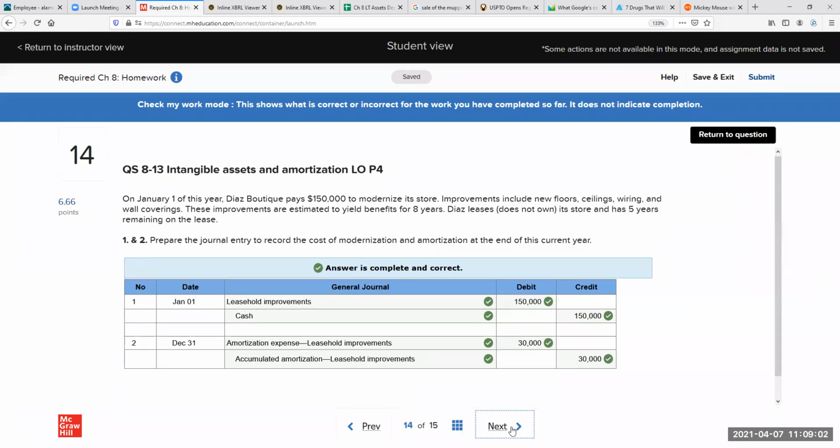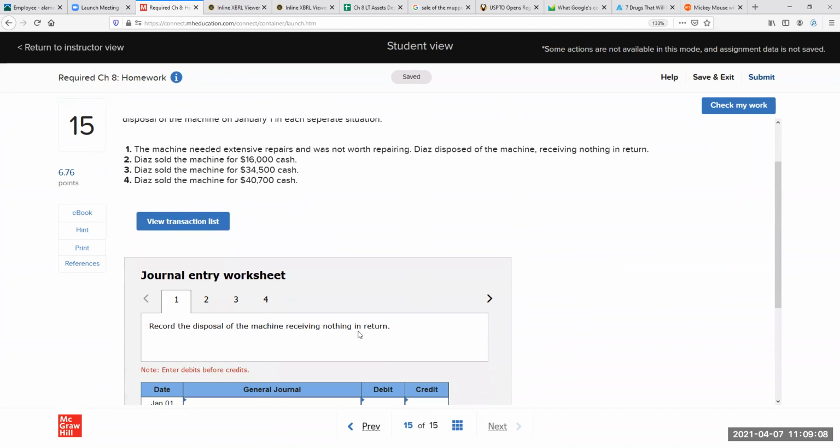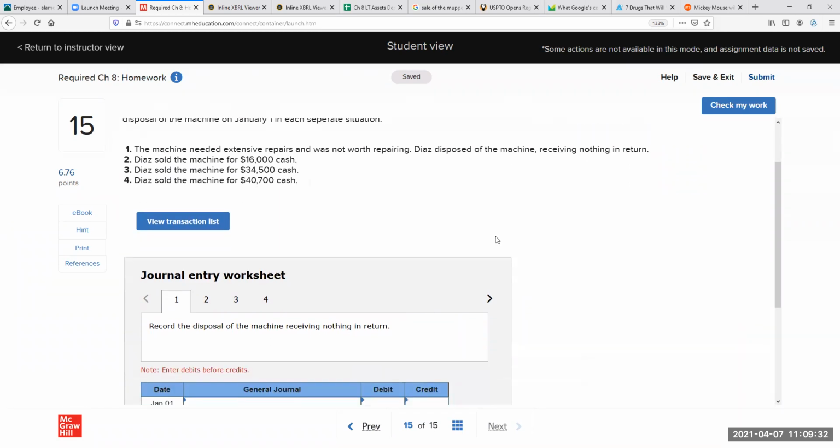All right, last one. Disposal of assets. Record the disposal of a machine receiving nothing in return. They disposed of the machine receiving nothing. It cost 125 and has accumulated depreciation of 96. So think about this. This has a debit balance and you're getting rid of it. If you want to get it off your books, what would you do to it? And if this has a credit balance, what would you do to get rid of that?